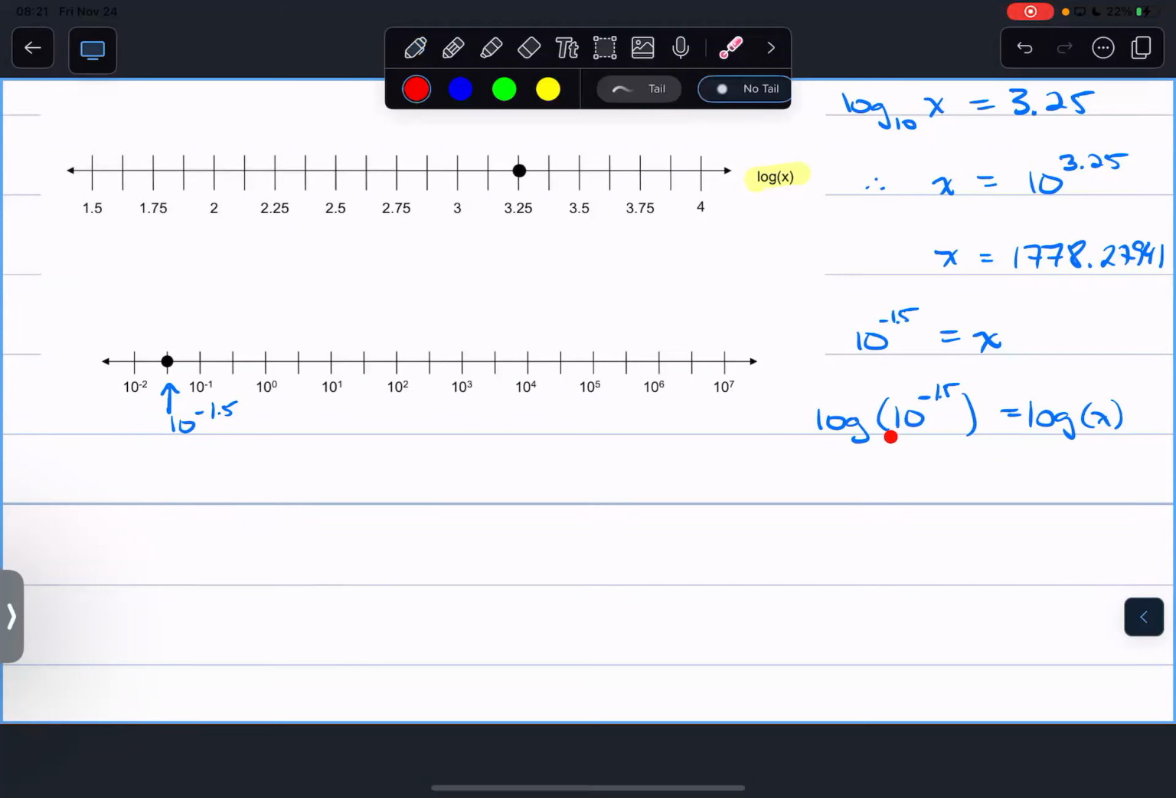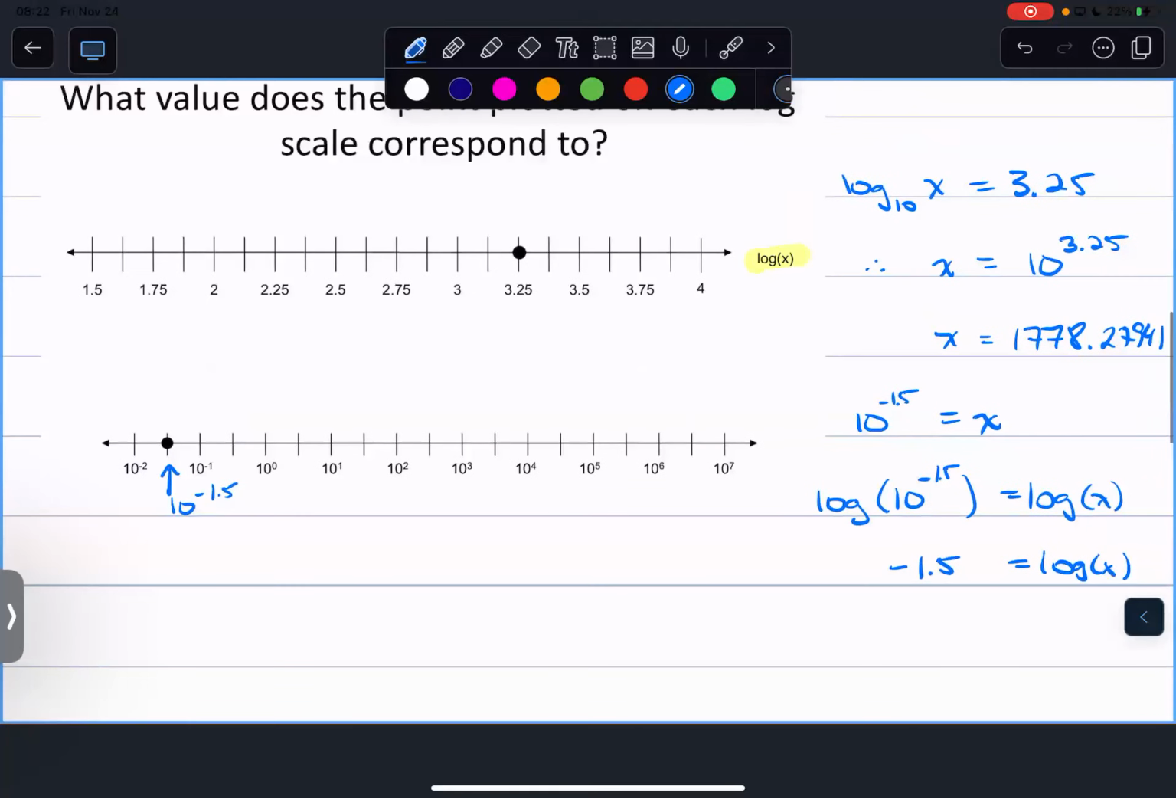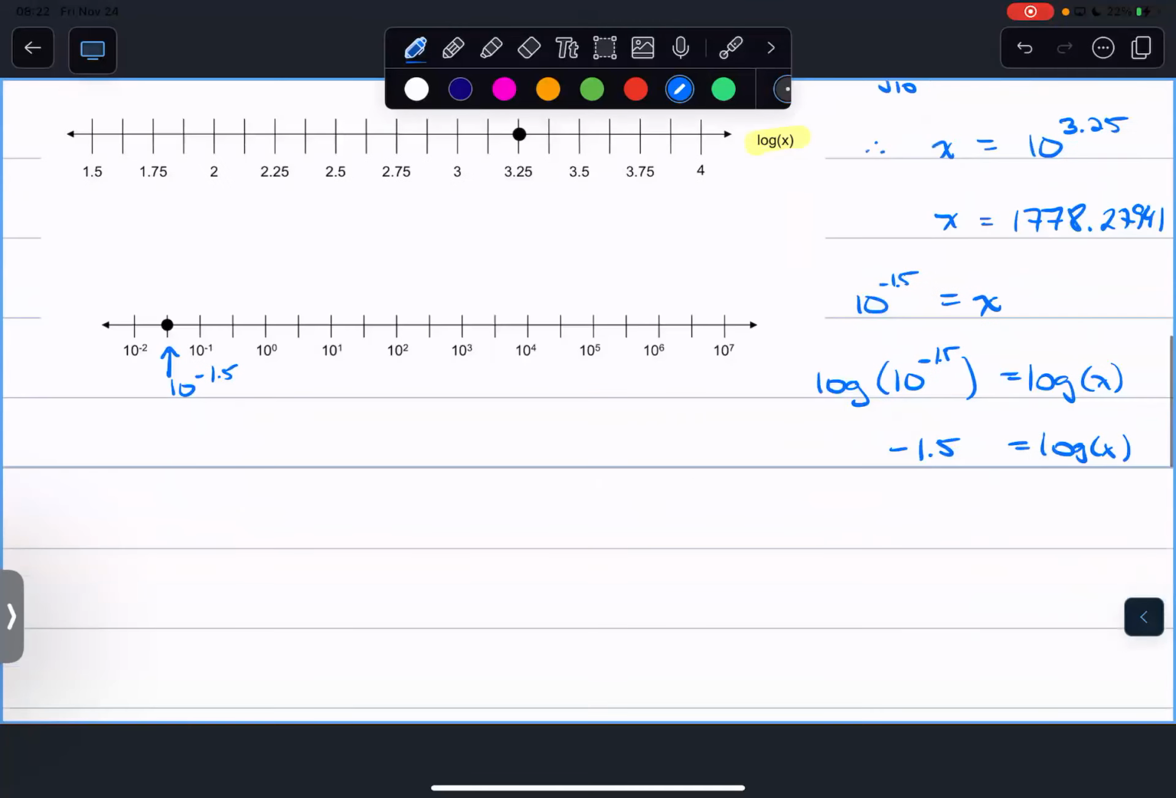So now log base 10 of 10 to the power of something is just going to be whatever is in the power, right? Because that's the log laws. So then negative 1.5 is the log of x. And I think that's what we wanted. I'm happy with that.